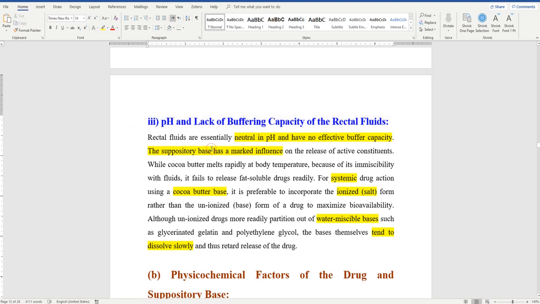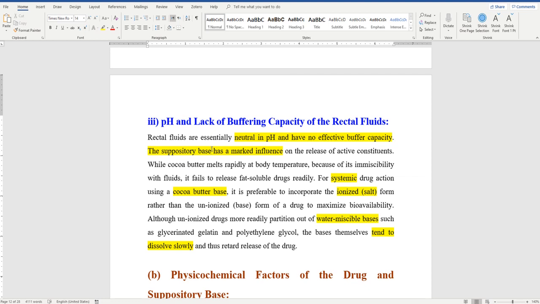Now, the third thing is the pH and buffer capacity in the rectum. What do they have to do with drug absorption? They have a lot to do. Let me give you just a simple example, okay?